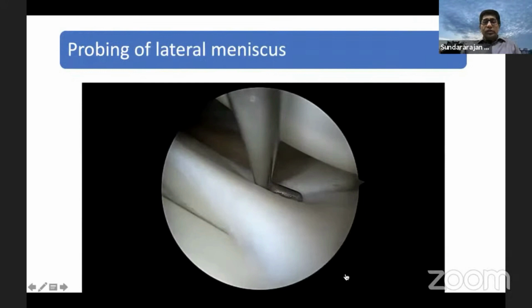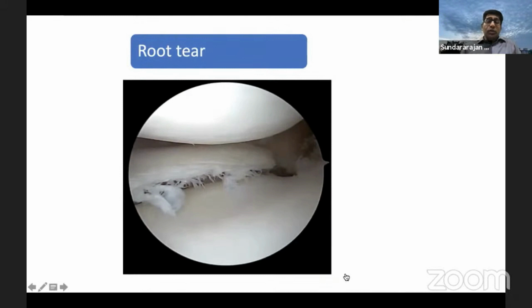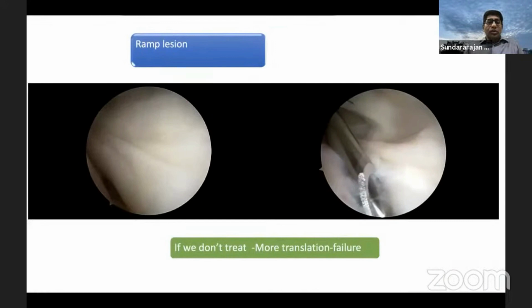Once you've done all the examination, look for the root tear, especially in chronic cases, because there is a possibility that sometimes when you have a tight knee, you may miss a root tear. If you have not diagnosed your root tear, it is important in chronic patients with multiple instabilities, they can have a root tear. At the same time, you also look for the ramp lesions, which you do in routine examination, because in chronic or in acute situations, if there is an unstable ramp lesion, that has to be repaired. We know that mechanical studies have shown that if you don't repair the unstable ramp lesions, that can cause more anterior translation, put a lot of strain on your ACL graft, and can result in failure.